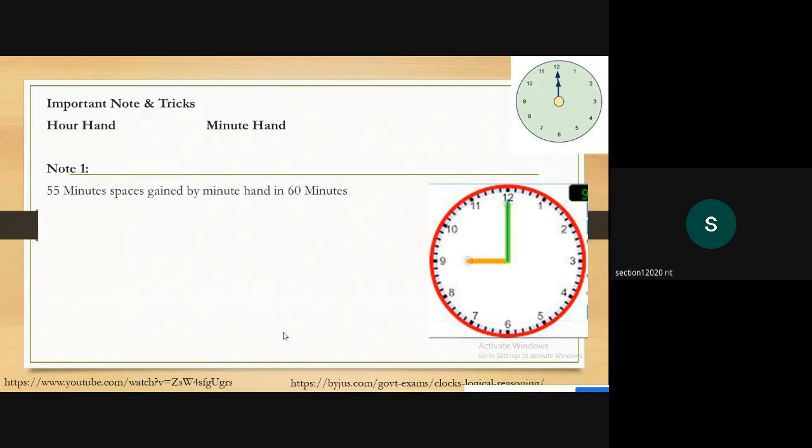Okay, so these are note number 1. In a minute, 55 minute spaces are gained by the minute hand in 60 minutes. So this is note number 1. It may be difficult to understand, so I have taken one example.